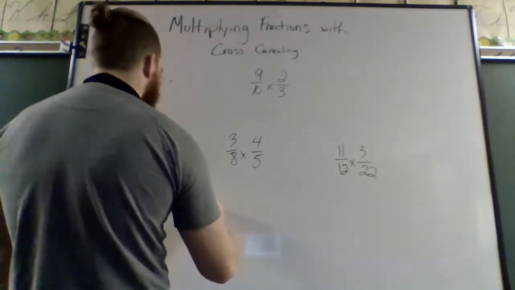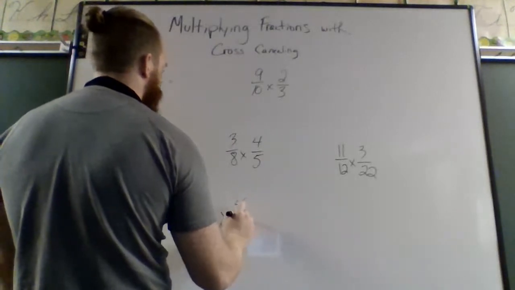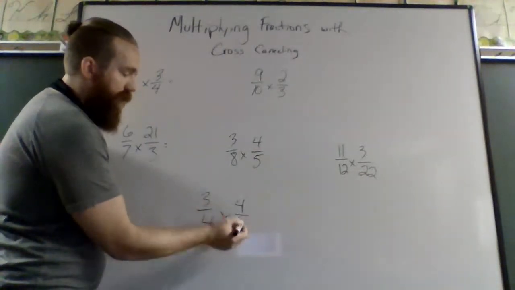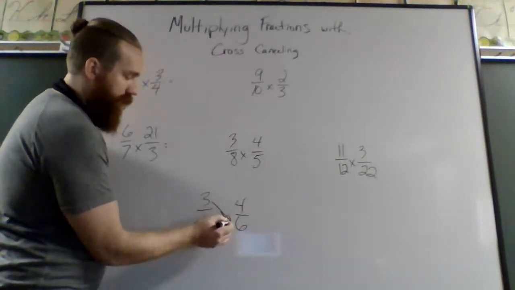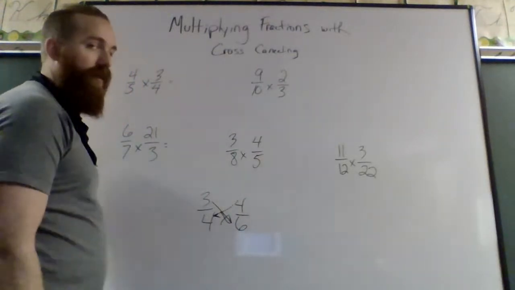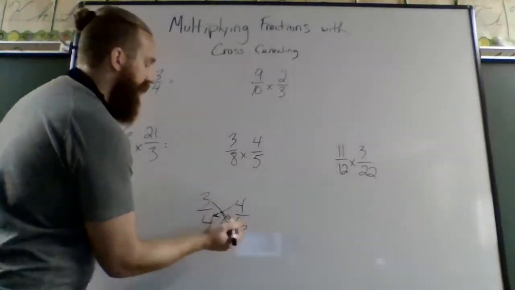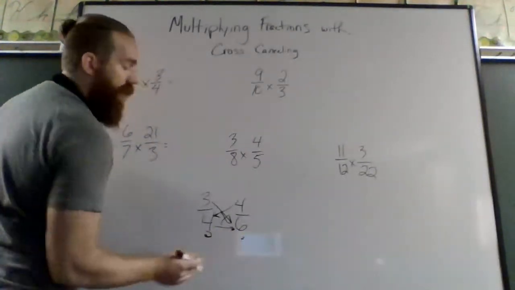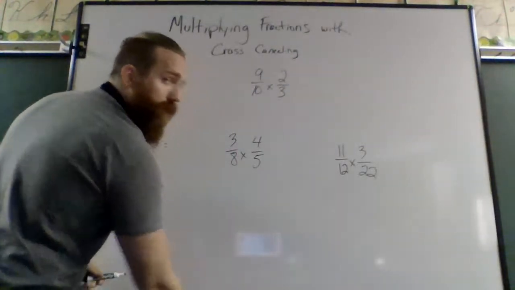You can cancel, let's say you had 3/4 times 4/6. You can cancel either up and down by reducing, or like this. It has to be a top number, a numerator, and a denominator. You cannot cross cancel by canceling two denominators and make this a 2 and a 3. It has to be a numerator and a denominator. So I'll show you what I mean by these problems.